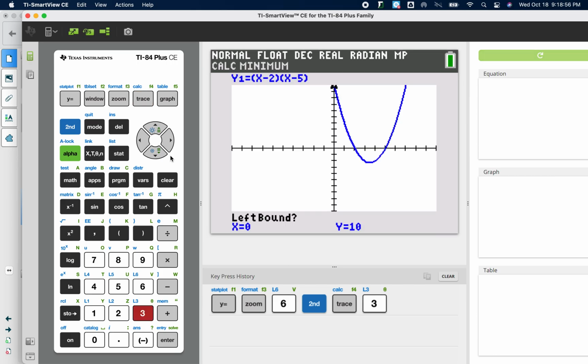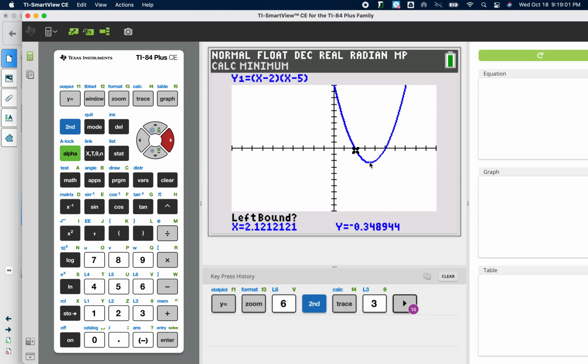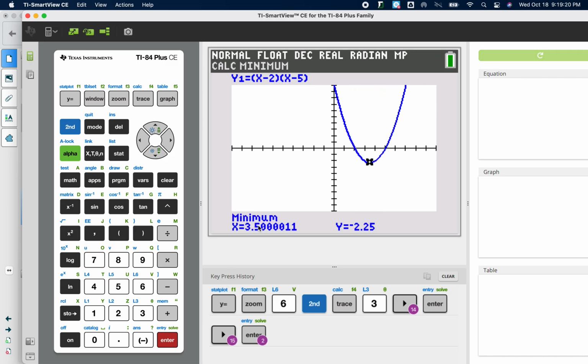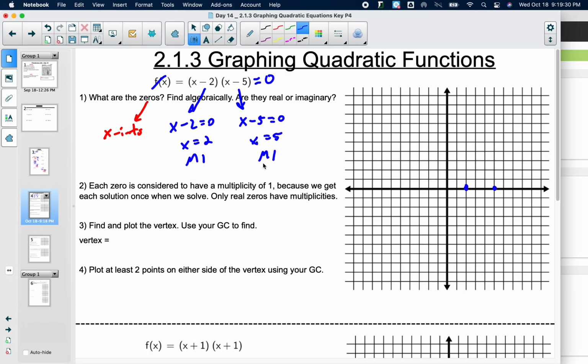And now it's asking for left bound. So I use my cursor to go anywhere to the left of my vertex. So it could be any point over here. I'll choose that point. So I press enter. And now it's asking for a right bound. I'm going to go anywhere to the right of my vertex. Could be there, could be there, could be there. It doesn't matter as long as it's to the right. I press enter. I don't want to guess, so I press enter. And then my minimum is 3.5 and negative 2.25. So that's my x and my y. So I'm going to write that down, 3.5 and negative 2.25.